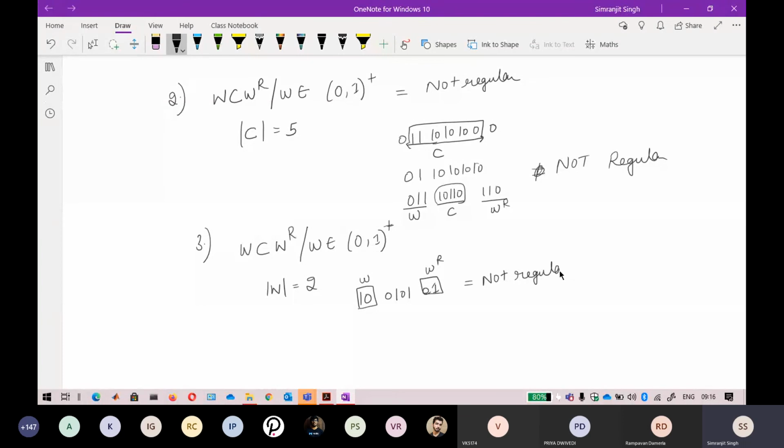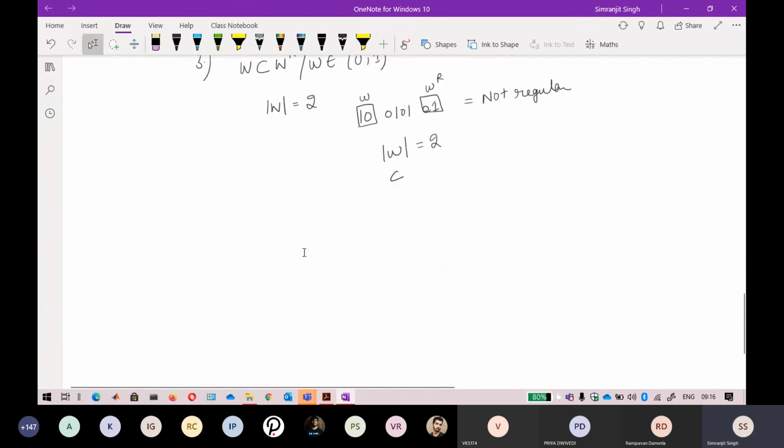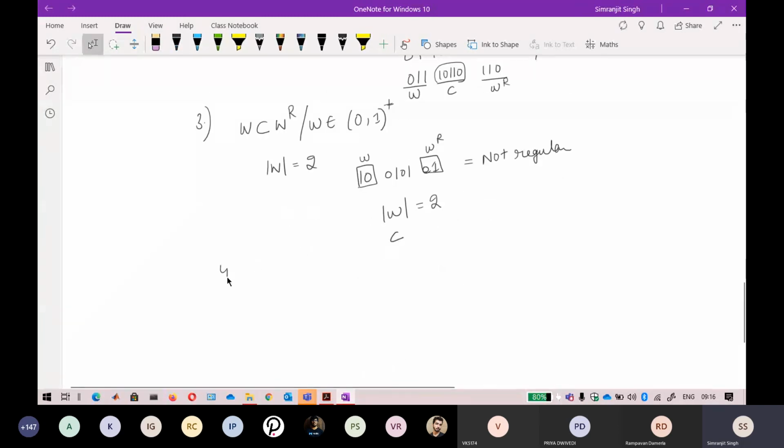Okay, so again, if you fix the length of W, and if you fix the length of W and C, that is also a fair question. If I just fix that W is equal to 2 and C, that is a brilliant question. If I say W C W R, now I think I have given you more than enough questions for this single question. So the length of W should be 2 and the length of C should be 3.